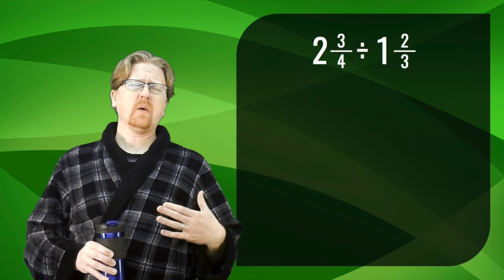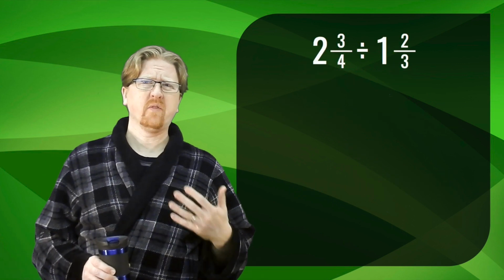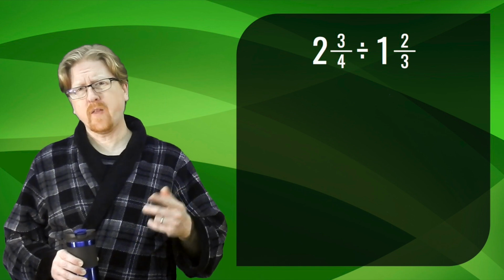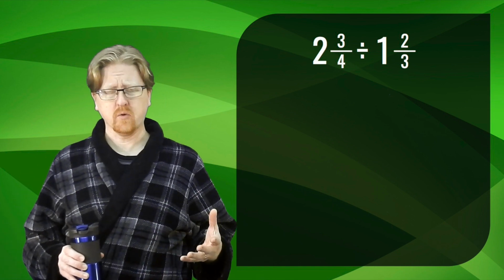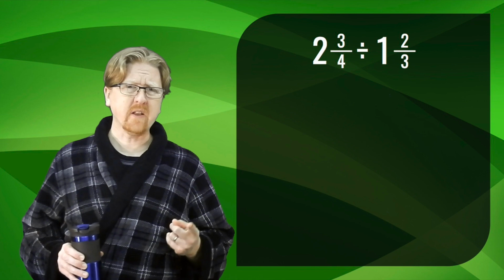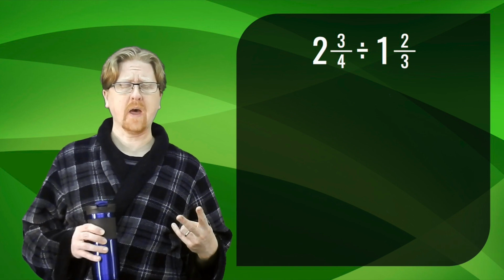Alright, so in our first example we're going to take 2 3/4 and we're going to divide it by 1 2/3. And at first that might look like a problem that we don't know how to do. But we do know how to change mixed numbers into improper fractions. And we also know how to divide regular fractions. So let's put those two ideas together.